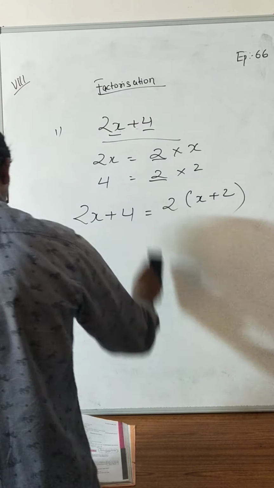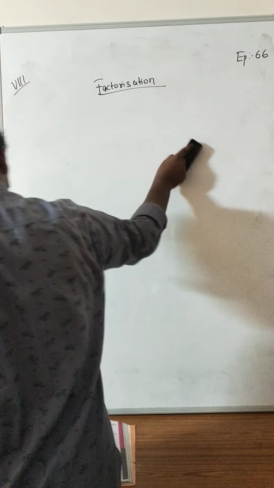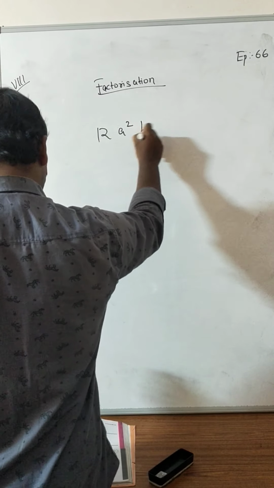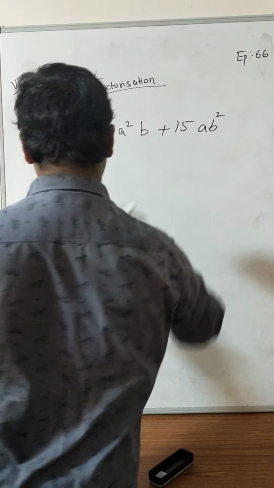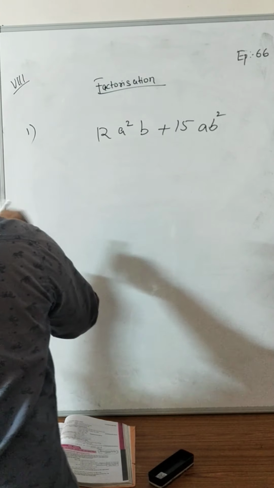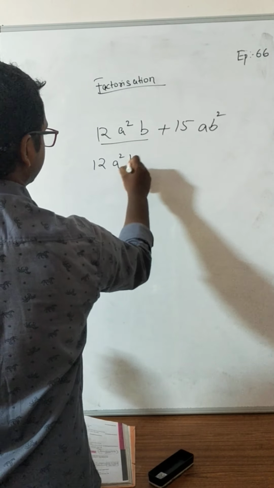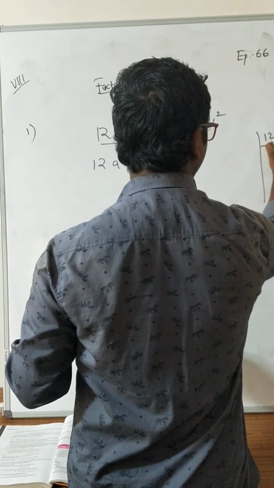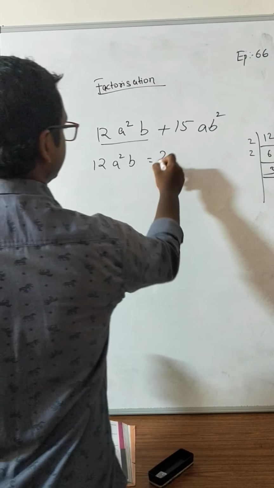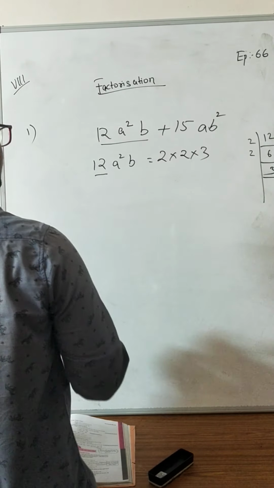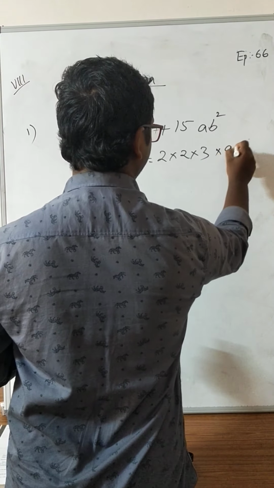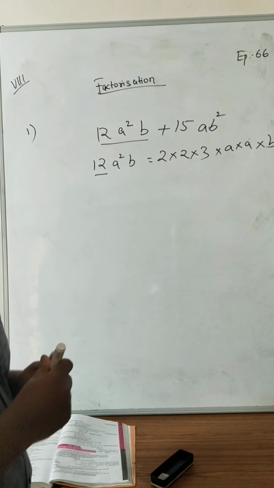Now let us do some more questions, difficult ones. Look at example 1. The first question is 12a square b plus 15ab square. The first thing is to write all the factors and the variables. Split the variables. See, the first term is 12a square b. Let us take the factors of 12: 2 into 2 into 3. 2 into 2 into 3 is 12. Next, a square b. A square is a into a, and then b.